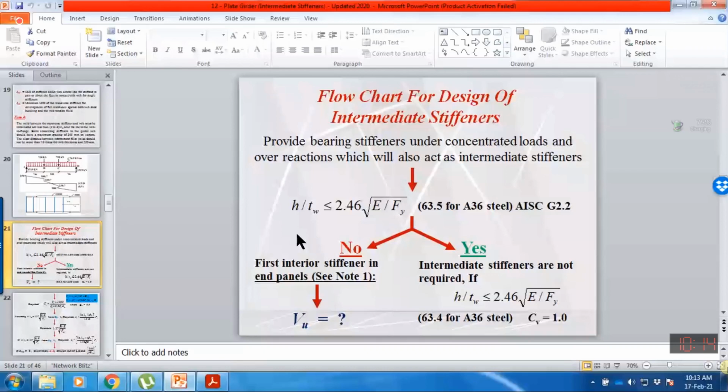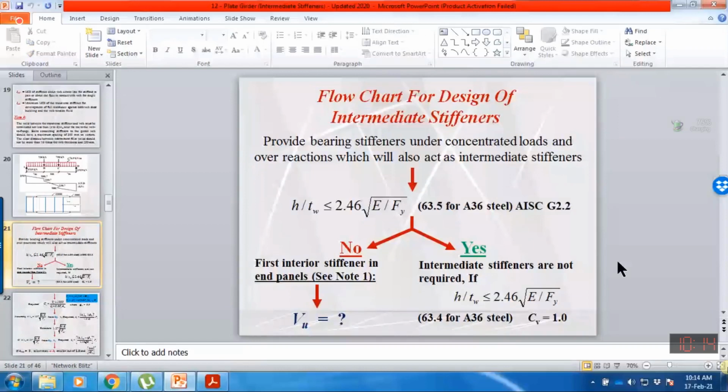So it means that if the slender web is not having sufficient shear capacity, or if the buckling strength of web is less than applied shear, then in that case we need to improve the shear strength or enhance the shear strength by deciding the spacing of intermediate stiffener and by selecting the cross-section area of intermediate stiffener. And we have discussed.